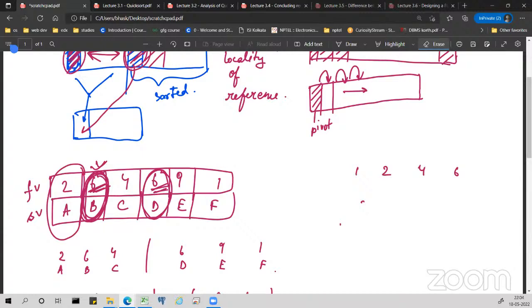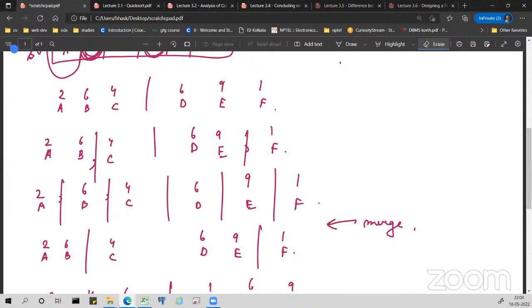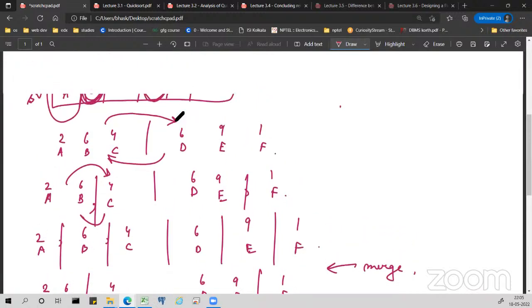Exactly. The point of observation is that you are not exchanging or swapping values from the left subpart to the right subpart. Got the point? Am I changing anything? Am I bringing anything from here to here and there to here? No. I think the confusion was because of the ABCDE in the sorted order which was there in the original array.